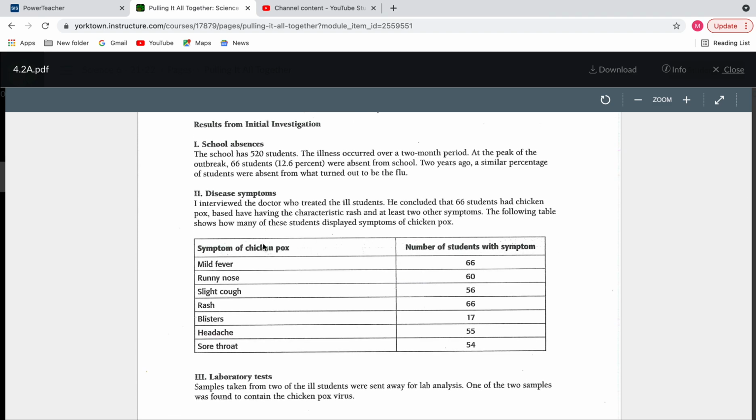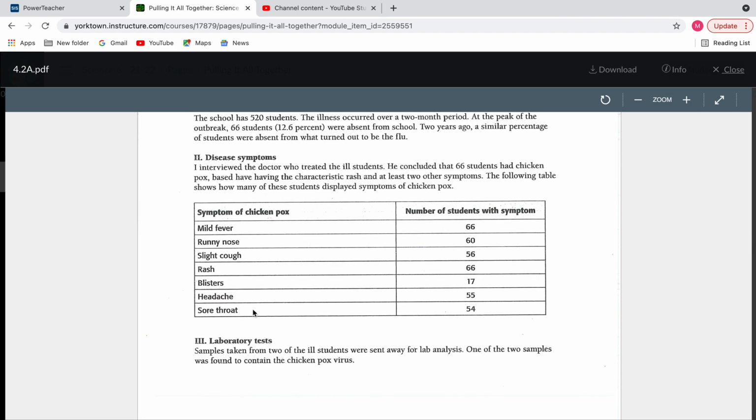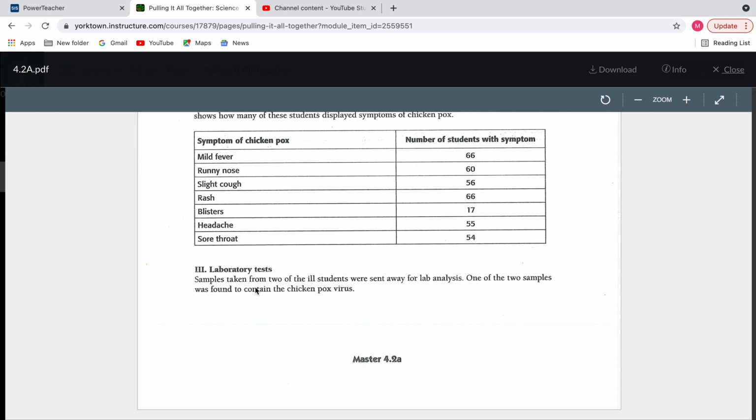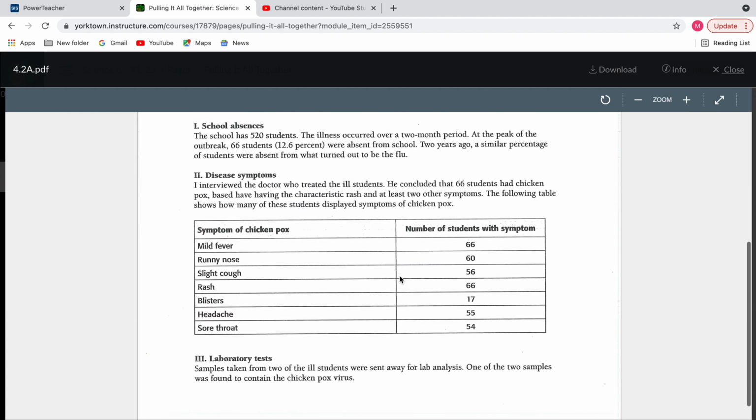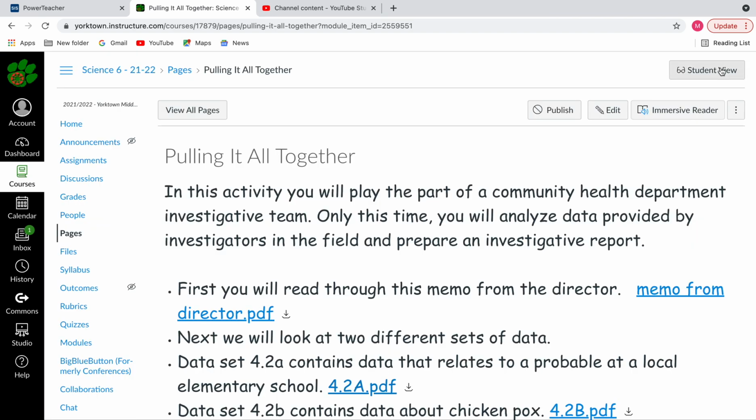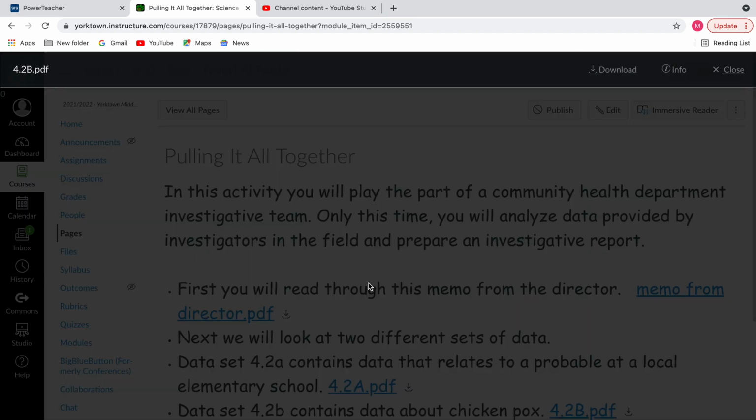The symptoms: they interviewed a doctor who treated the ill students. He concluded that 66 students had chickenpox based on having the characteristic rash and at least 2 other symptoms. The following table shows how many of these students displayed symptoms of chickenpox. So here are the symptoms, and here are the number of students who showed those symptoms. Samples taken from 2 ill students were sent away for lab analysis. One of the 2 samples was found to contain chickenpox virus. So here's our first data sheet, and then here's the second data sheet that you'll read through.